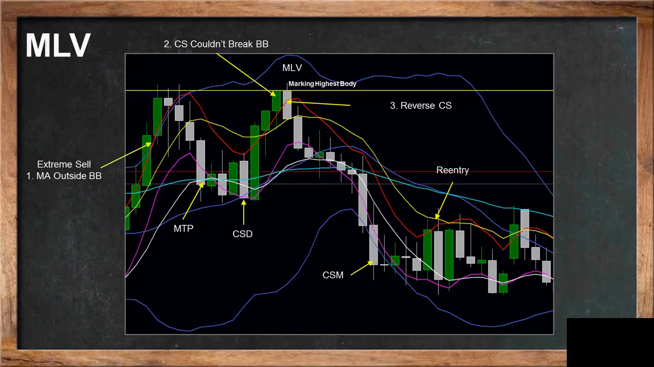Again, the safest is going to be at Malo 5. After mandatory take profit, the market went back up, and it didn't manage to break top BB. So this is the second characteristic of MLB. First, you need to have an extreme, and after mandatory take profit, there's a candle that couldn't break the Bollinger Band. So if it's going up, a candle that couldn't break top BB, and then the third characteristic is the reverse candle.